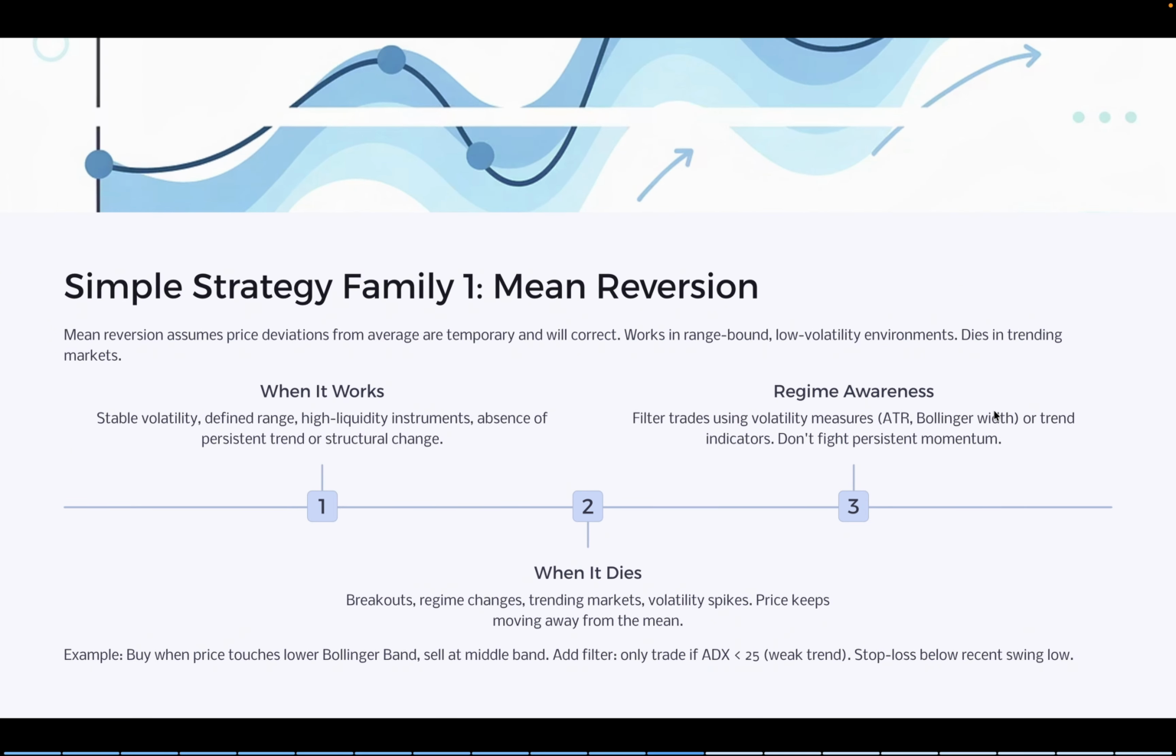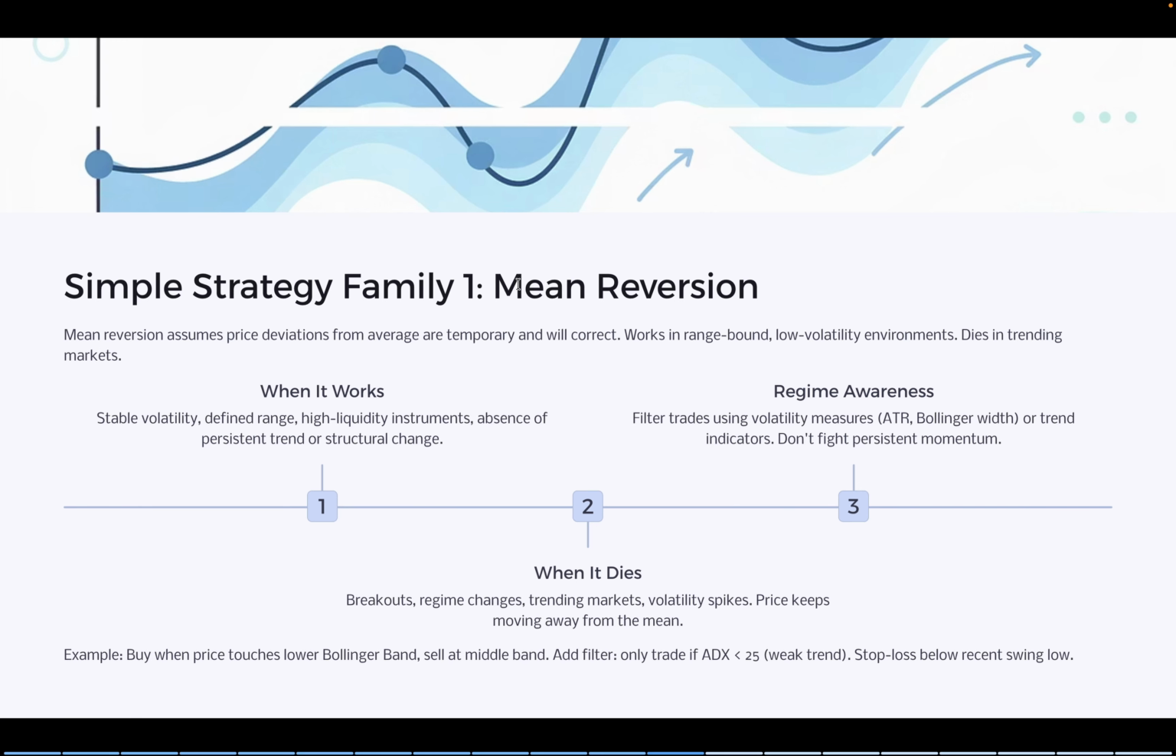And then you have simple strategy family one. Now we have the strategy families, right? So what are the main categories of strategy that you see in algo trading? Okay. So number one family is mean reversion. Mean reversion assumes price deviations from average are temporary and will correct.